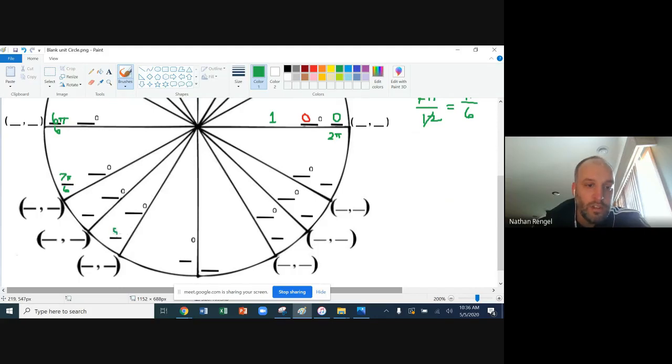Down to here, again, we're skipping all those 45-degree spots. This would be 8 pi over 6. This would be 9 pi over 6. Oops, is that my degree? Yeah, that's my degree. 9 pi over 6.